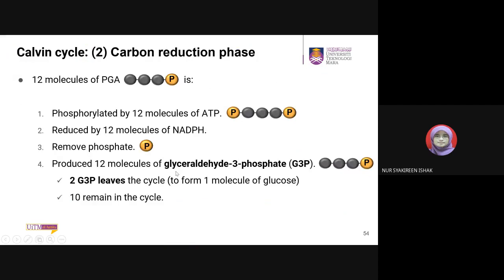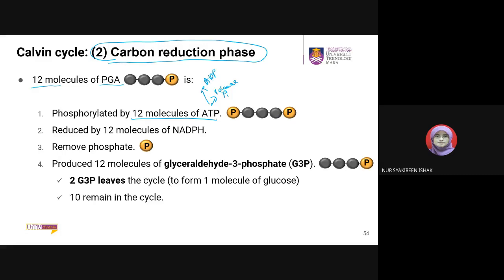Okay, so kita enter kepada phase yang kedua, which is carbon reduction phase. Okay, second phase. Okay, so kita continue dengan 12 molecule tadi. 12 molecules of PGA is phosphorylated by 12 molecule of ATP. So maksudnya setiap molekul PGA ni dia kena receive 1 phosphate daripada ATP molecule. ATP release a phosphate, so dia akan release phosphate dan dia akan jadi ADP.